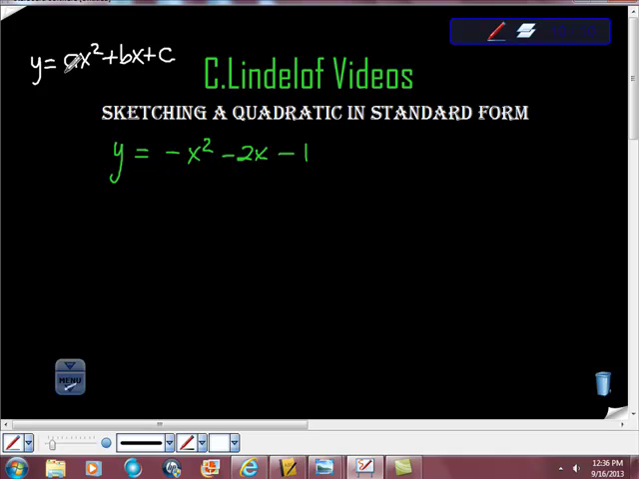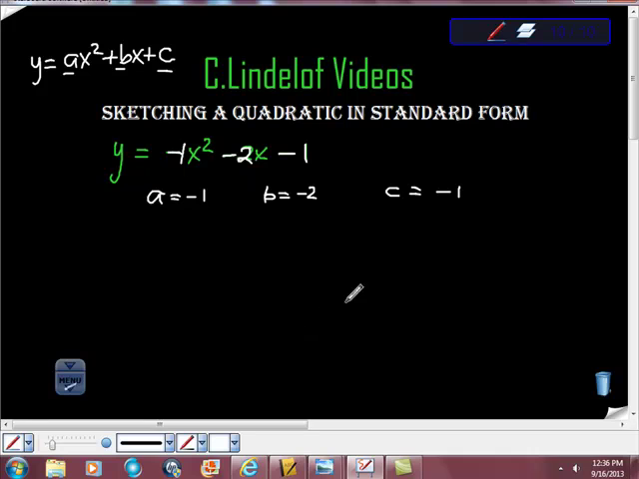So my method is this. I just look for these pieces, a, b, and c. So I have a is equal to negative 1, because hopefully you can see that there's this negative 1 right here. B is equal to negative 2, because there's this negative 2 right here. And c is equal to negative 1, and hopefully you can see there's a negative 1 right there.